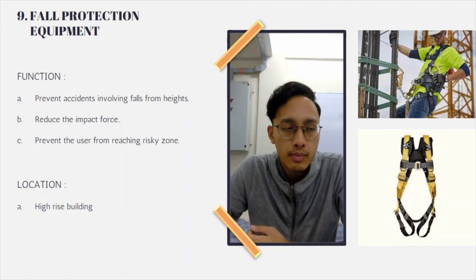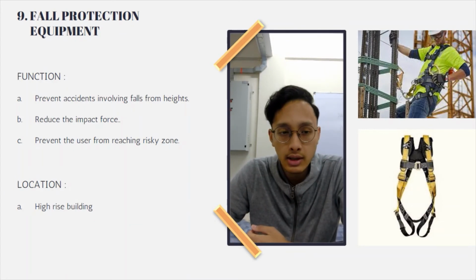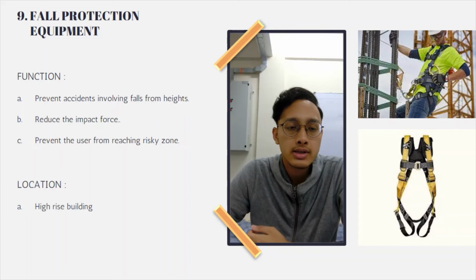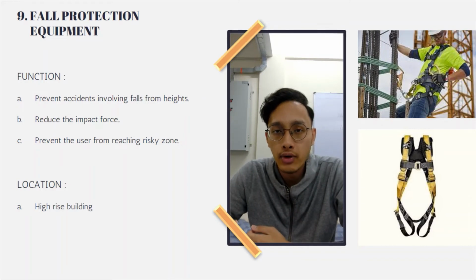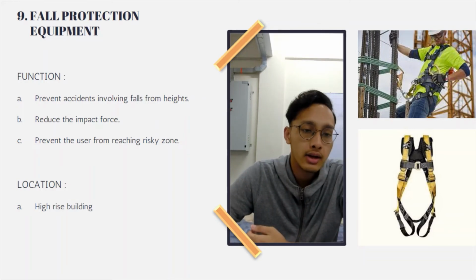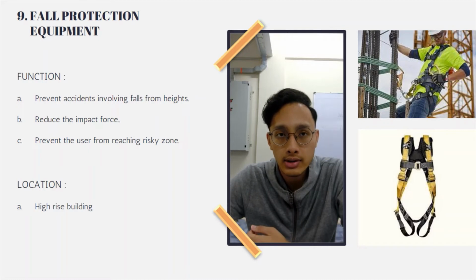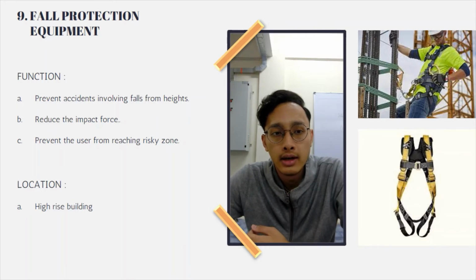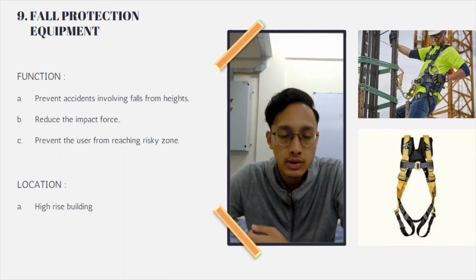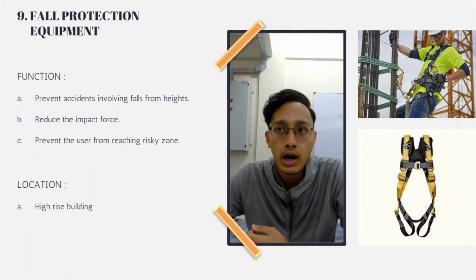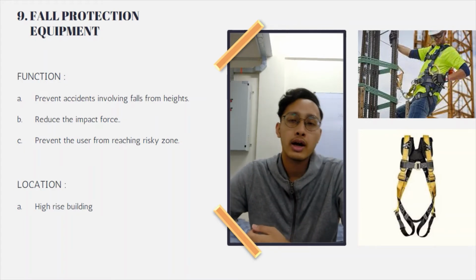Alright, so the next PPE is fall protection equipment. It functions to prevent accidents involving falls from height, also to reduce the impact force and prevent users from reaching any risky zone. This type of PPE is more suitable to be worn once you are at height, doing work at a height place.